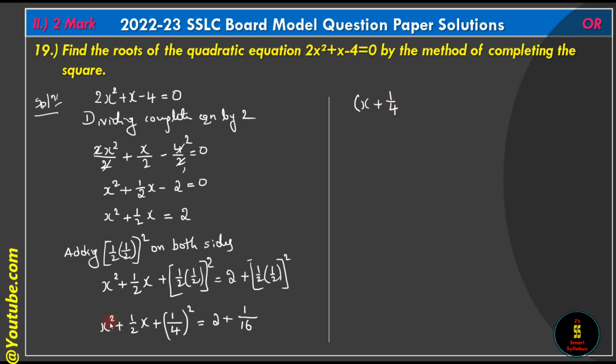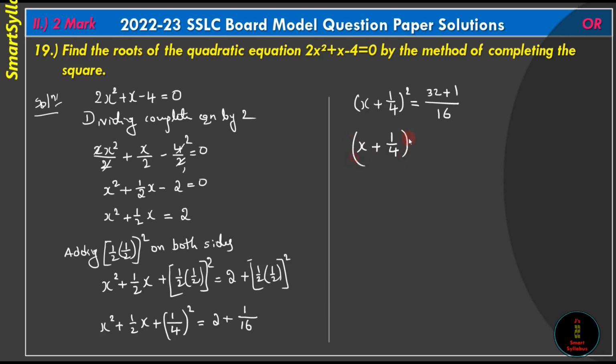As you can see, from a square just take x, from b square just take b. B is nothing but 1 by 4. The whole square is equal to, now you have to take the LCM. 16 to the, it's 32 plus 1 by 16. Next we get (x plus 1 by 4) the whole square is equal to 32 plus 1, which is 33 by 16. Now we have to take out the square and write the square root on the other side.